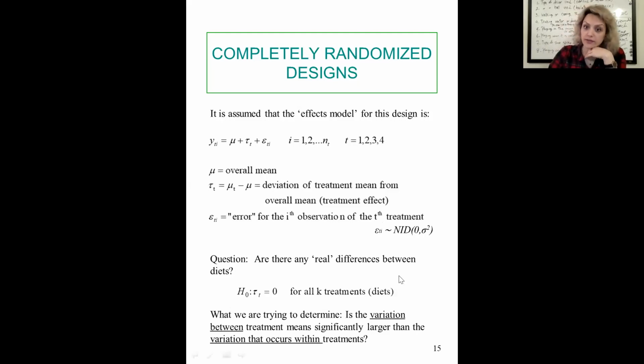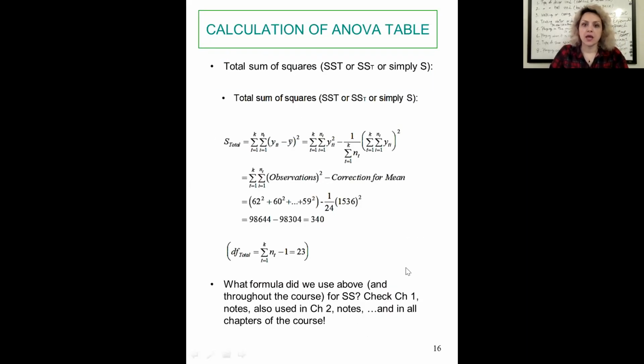When we want to find it, we need to define a hypothesis test as the null and alternative. For the null hypothesis, we would say tau t, which is the deviation of treatment mean from overall mean, is equal to 0 for all k treatments. Then we define the hypothesis and go with the test statistic. We're going to work on examples on it.